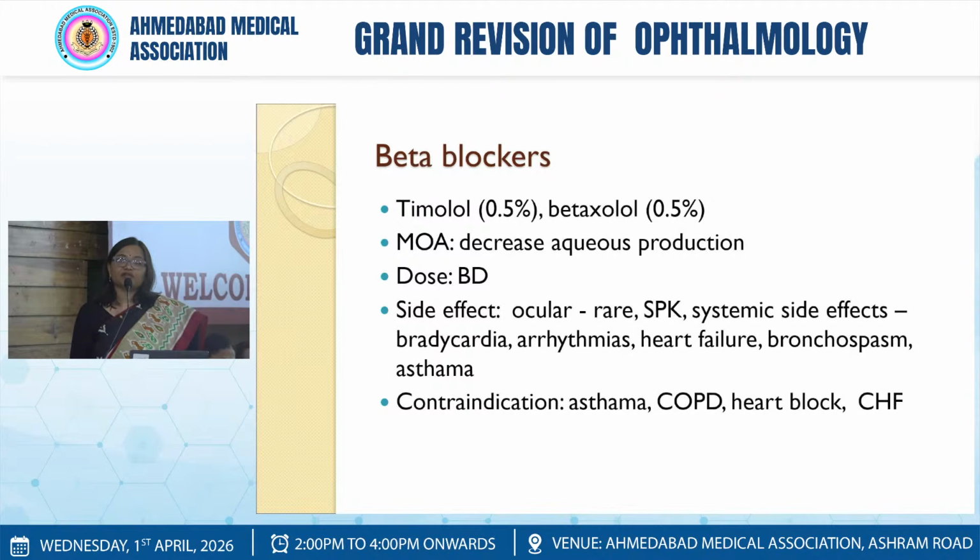Topical side effects of beta blockers are rare. Some patients may present with superficial punctate keratitis or corneal anesthesia. But if these drugs get absorbed, they can have systemic side effects, like bradycardia and arrhythmia. They can aggravate bronchospasm in asthma patients and heart failure. So these drugs are contraindicated in patients with COPD, asthma, heart block and congestive heart failure.